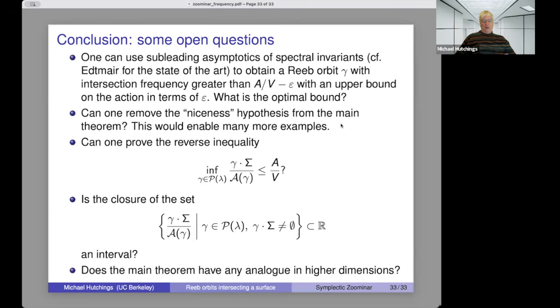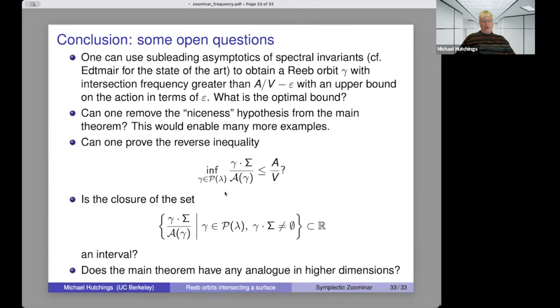You could get some nice examples then. For example, if Y is the unit cotangent bundle of a surface, then you can make some nice examples of admissible symplectic surfaces starting with geodesics. And this will tell you something about how many times geodesics have to intersect other geodesics, or how frequently.